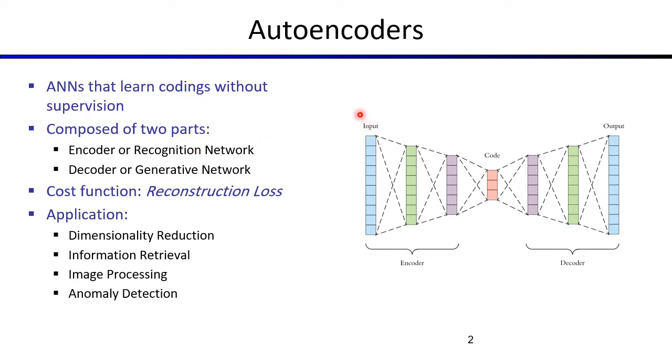The first part is the encoder network, or the recognition network. It takes in the input data and then converts it to its codings or its latent representations, which are usually of lower dimensionality than the input data. The second part is the decoder, also referred to as a generative or reconstructive network. It takes in the codings as input and then generates data that is very similar to the input data.